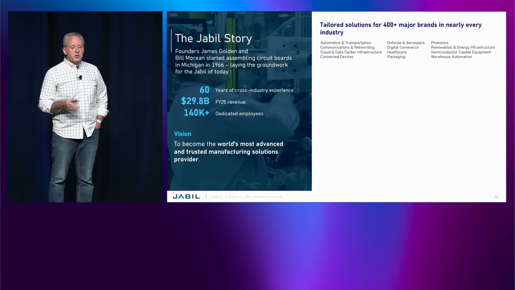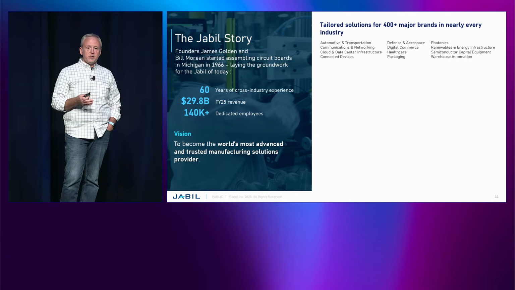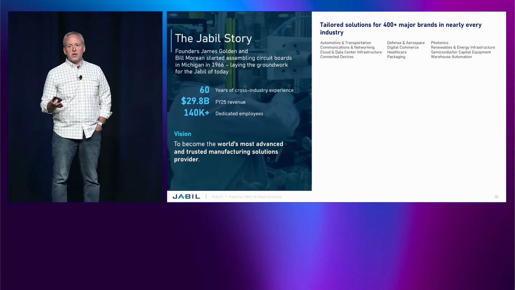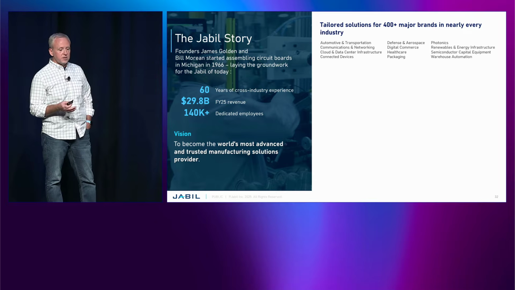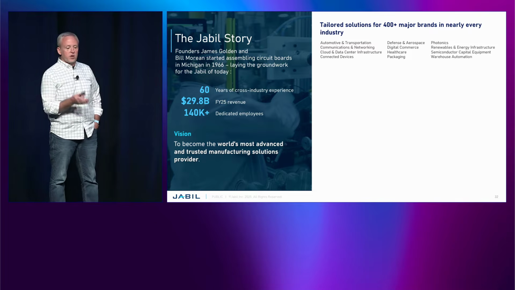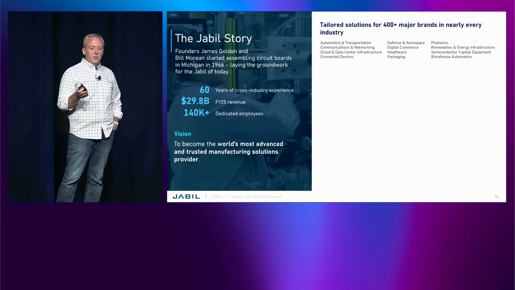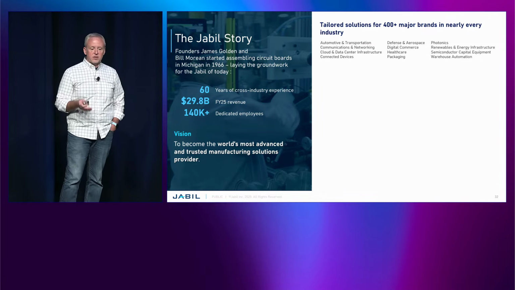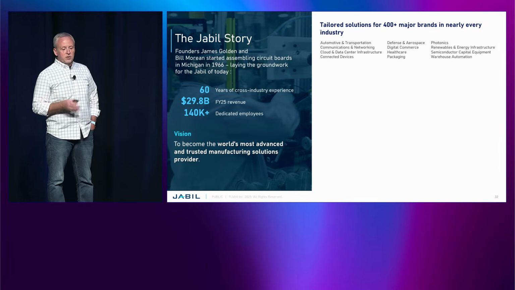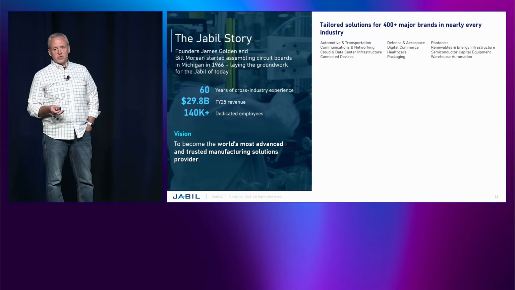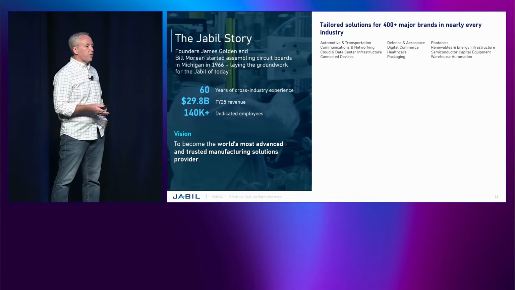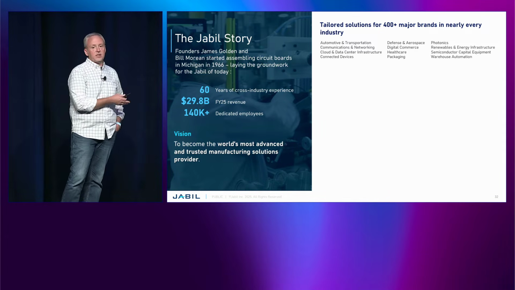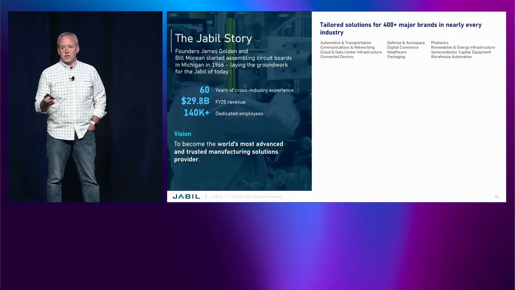So what do we do? So we have 400 of the world's most known brands, so things that everyone in this audience uses. We span across many different industries, from automotive to warehouse automation to semiconductor to packaging and healthcare to cloud and data center infrastructure, where we're building servers and racks that are powering a lot of the AI workloads and the AI tools, just like Quick Automate and other AI tools that you guys are using.